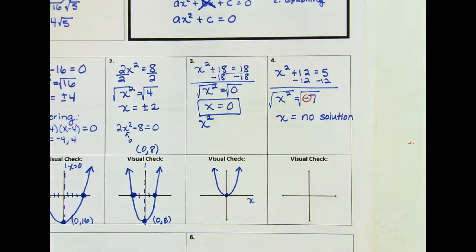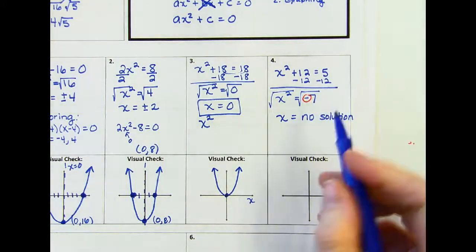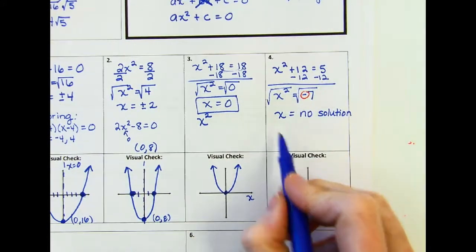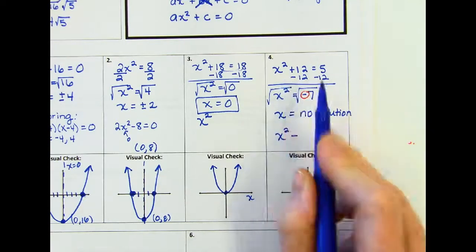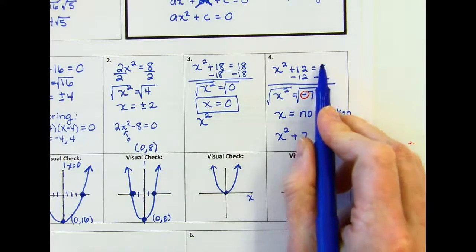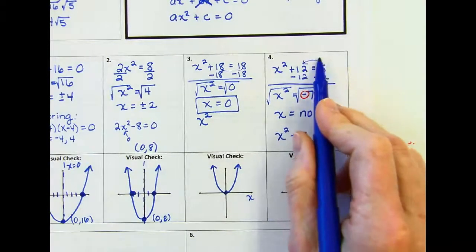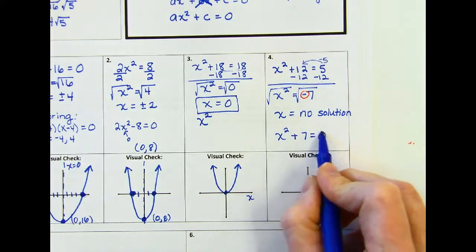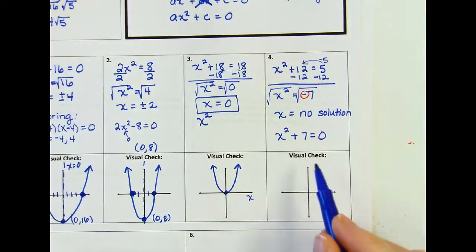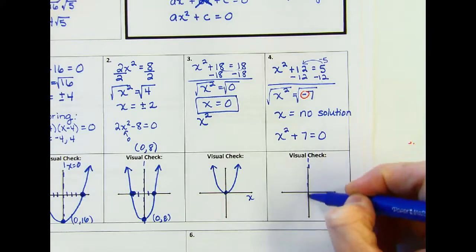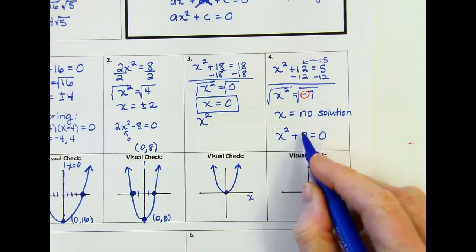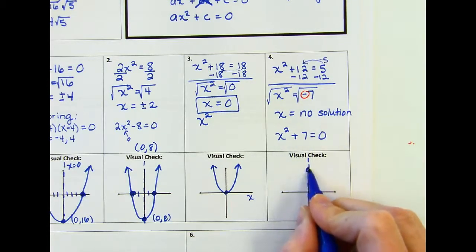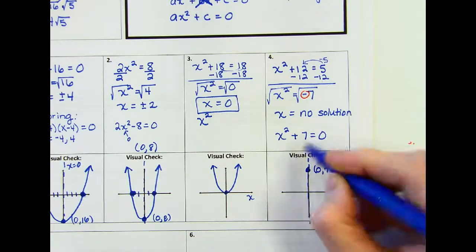But what does that mean visually? Well, if I were to write this in standard form and bring that 12 over, I would have x squared plus the 7, because this time I would subtract the 5 over here, equals 0. So what that means is the axis of symmetry is still at 0, so it's still x equals 0, and now the vertex would be at 7, so (0, 7).